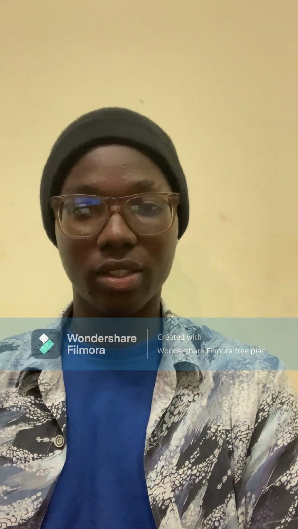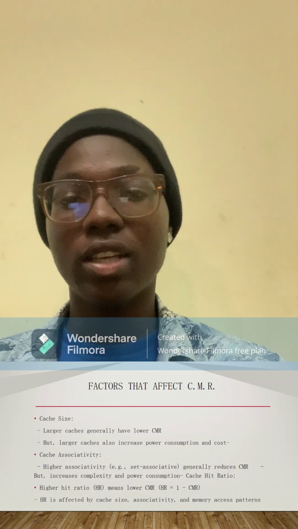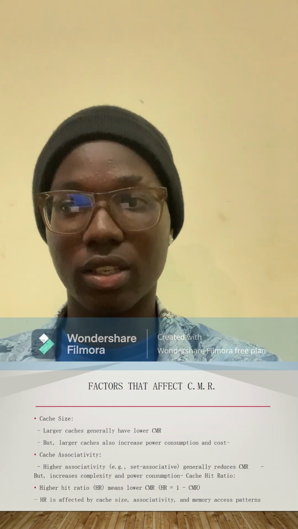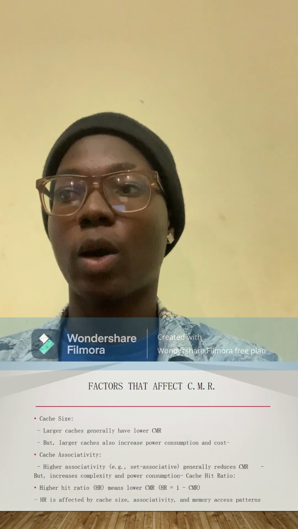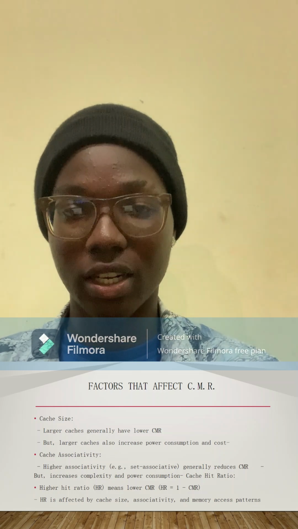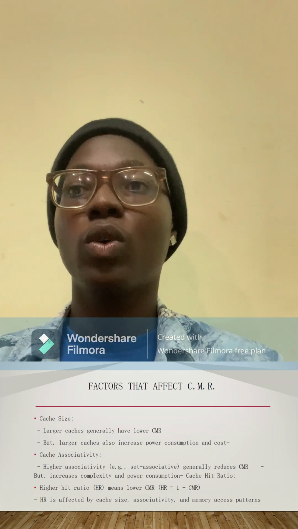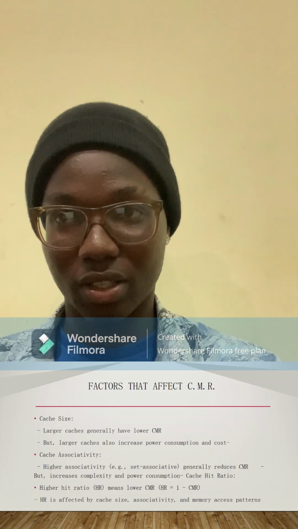Hello, my name is Michael Gaye, and I'm here to talk to you about the factors that affect the cache miss rate. Let's take, for example, the cache size. Generally, larger caches have lower cache miss rates in the sense that they store more data, which reduces capacity misses that occur when the cache cannot contain all the needed data. Larger caches also increase power consumption and costs.